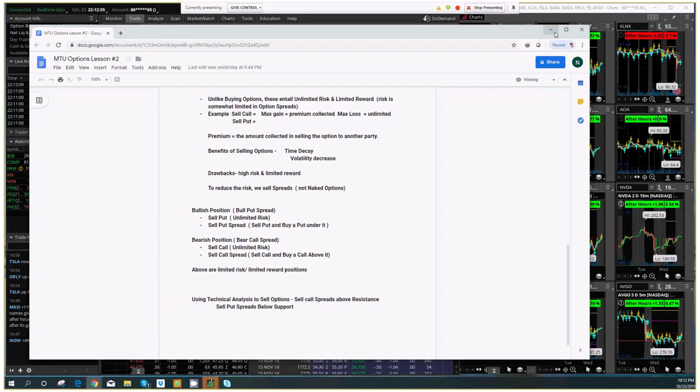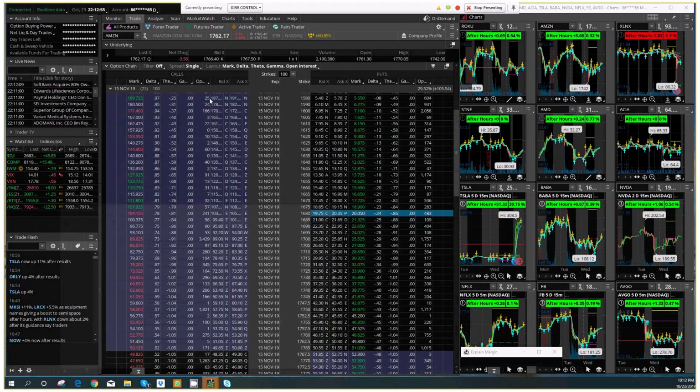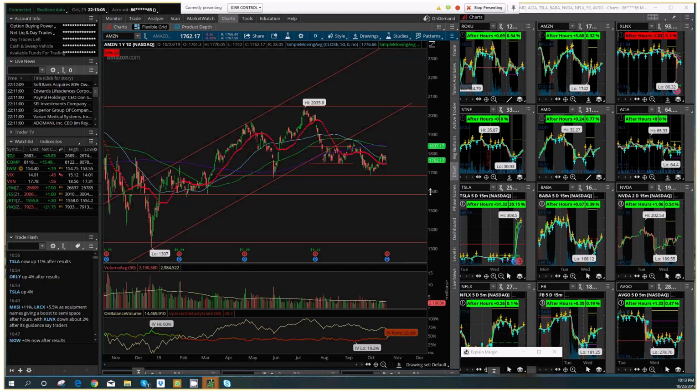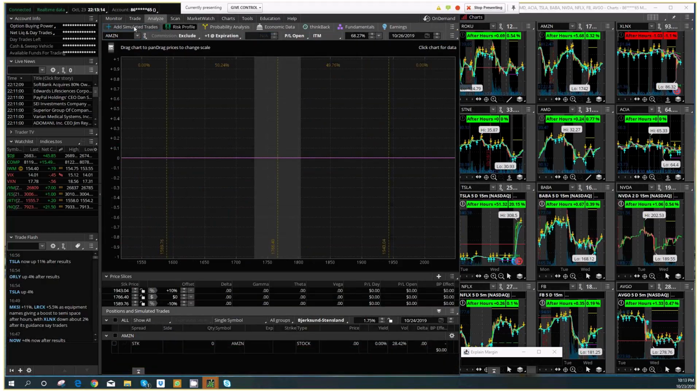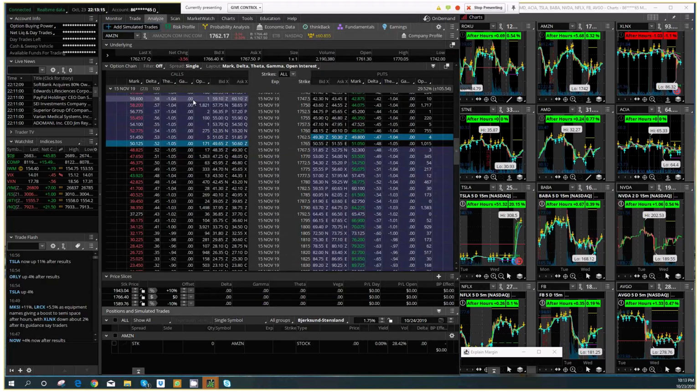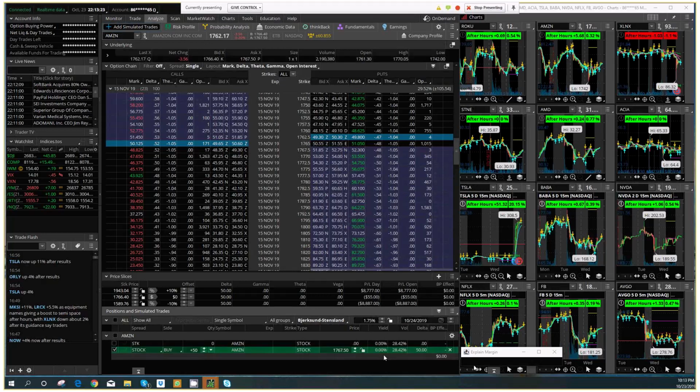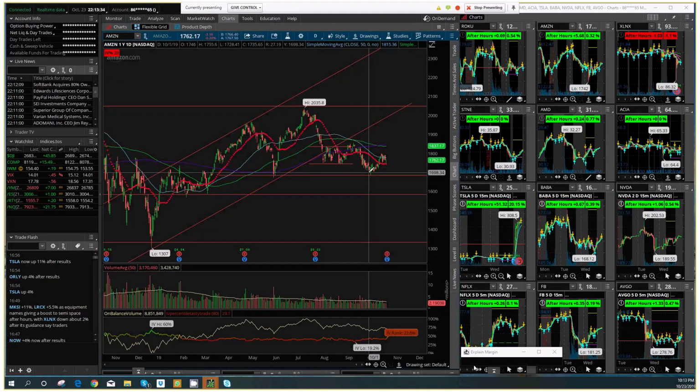Let's just say I think Amazon is gonna stay above $1,600. I'm bullish on this thing. So I go and I look and I'm gonna get rid of all these. So again, I could just simply buy the stock if I'm bullish, but that's a lot of money to pay. $176,000 for every 100 shares. That's a lot of money. I could go and buy a call, or I could take advantage of the option market and just sell a put.